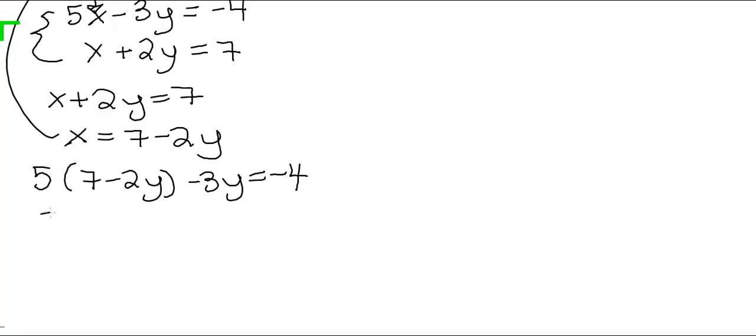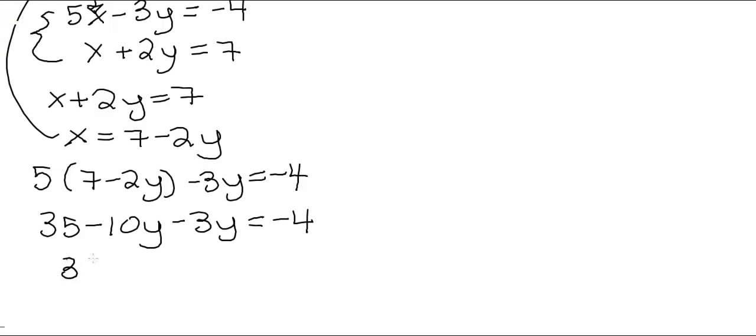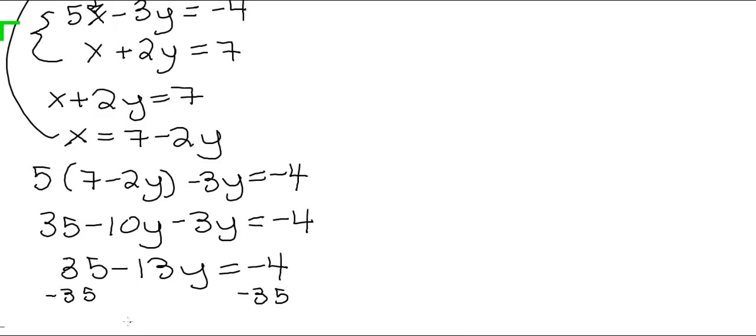Distribute the 5, and we get 35 minus 10y, minus 3y, equals negative 4. When we combine like terms, we get 35 minus 13y equals negative 4. Let's subtract 35 from both sides. This way we get all of our y's on one side and all of our numbers on the other. And we get negative 13y equals negative 39.